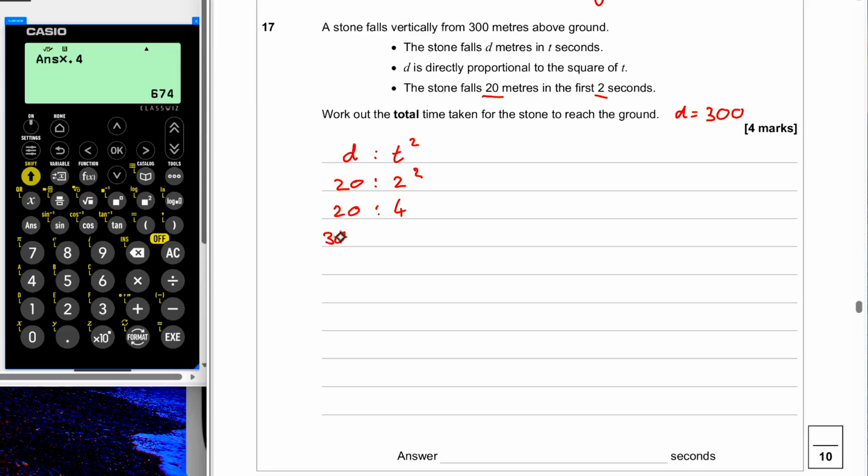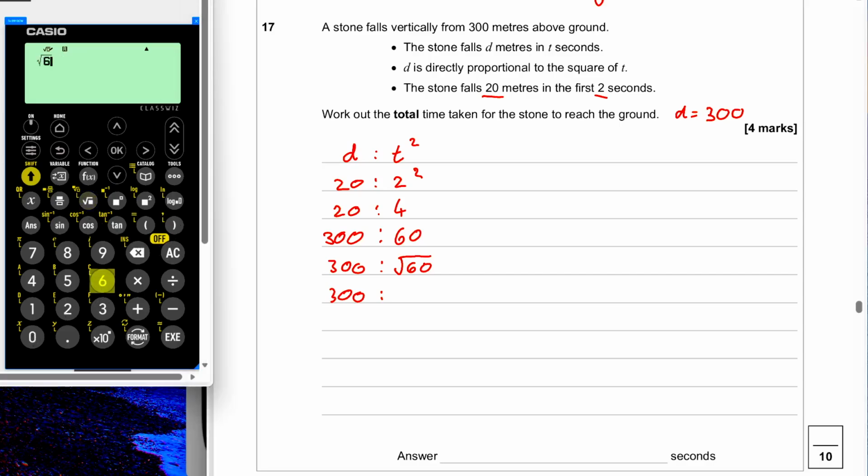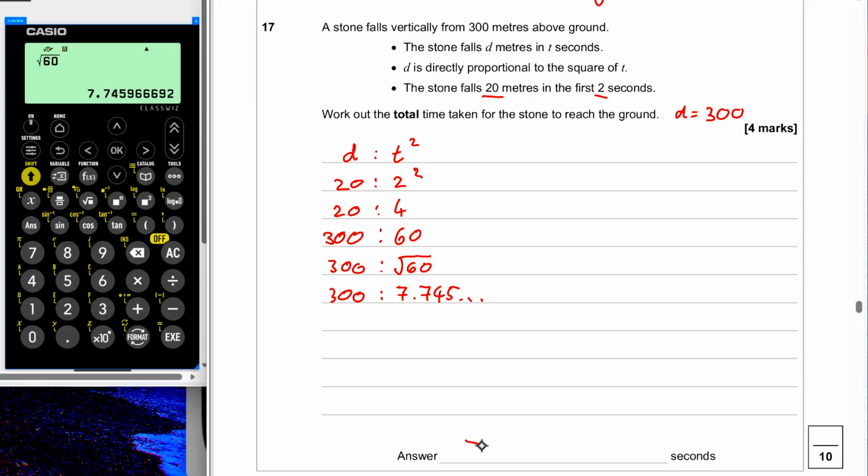So for 300, that's going to be 300 divided by 4, divided by 5 is going to be 60. And that's t squared. So for 300, we're just looking at the square root of 60. So for it to travel 300 meters down, we're looking at root 60. So my root is root 60, execute, so 2 root 15, which would be 7.745... So we're looking at 7.7 seconds.